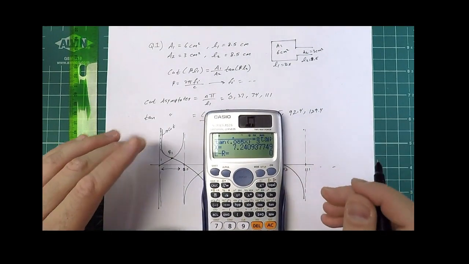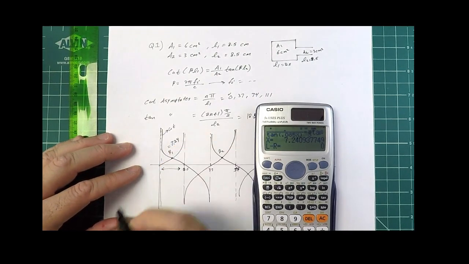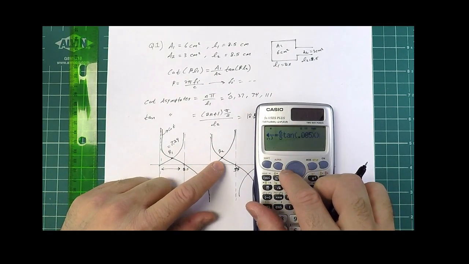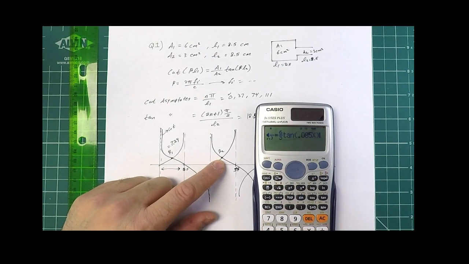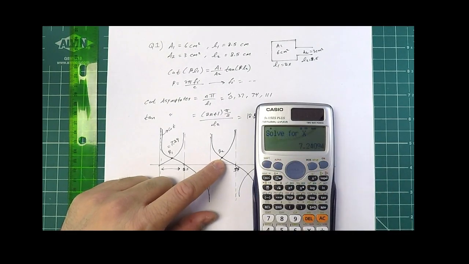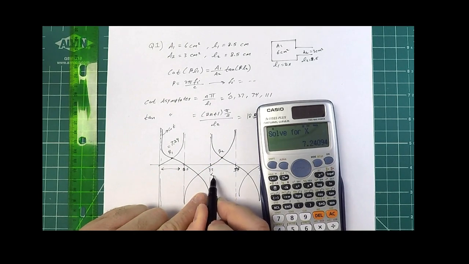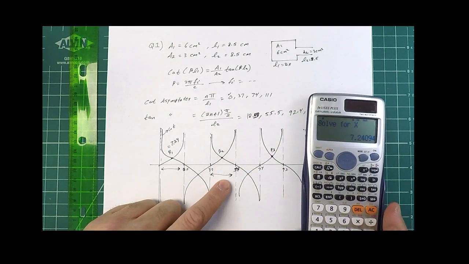So beta 1 equals 7.24. Now for beta 2. I'll just go back here, and all I have to change is shift solve for x. Now how much should I put for x here? It has to be greater than 37 and less than 55.5. So let's make it 45, and equals.